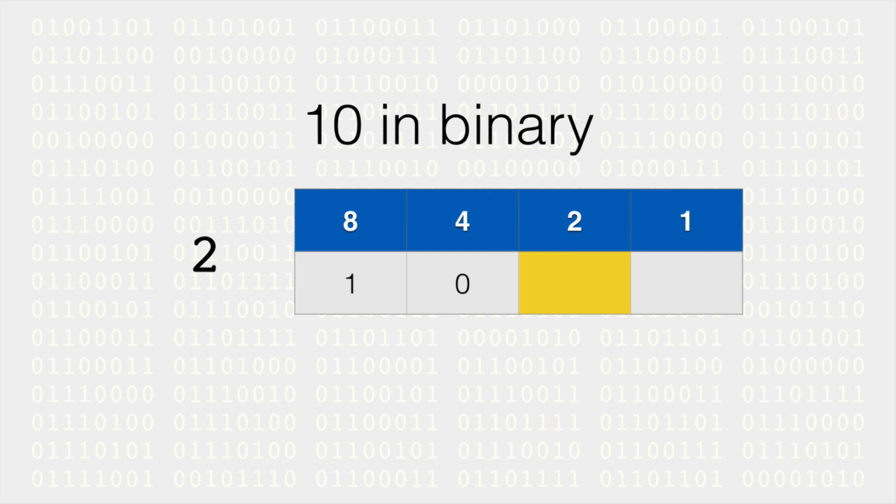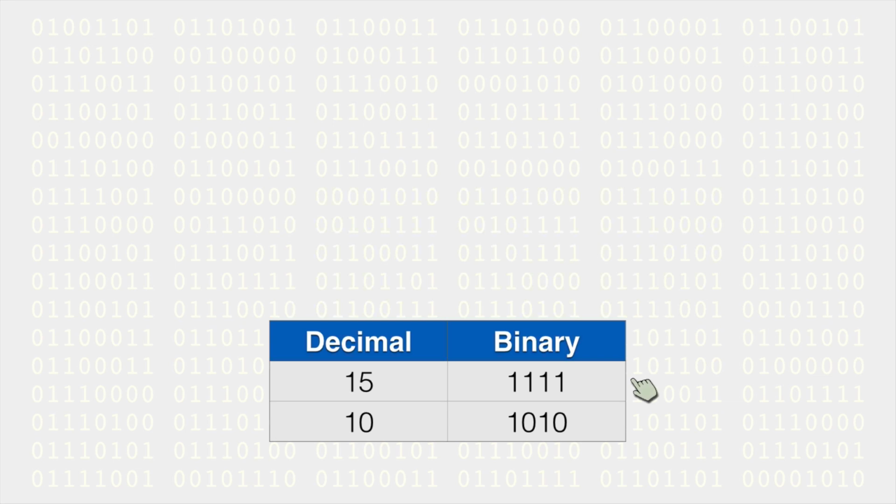We look at the 2's. How many 2's will go into 2? Well, 1, with nothing left over. And because there's nothing left over, we put a 0 in the 1's place. And so 10 in binary is 1010. That makes sense if we think about 8 plus 2 equals 10. So we have 1 in the 8's place, 1 in the 2's place. We know that's 10. So now we know these two numbers: 15 is 1111, 10 is 1010.